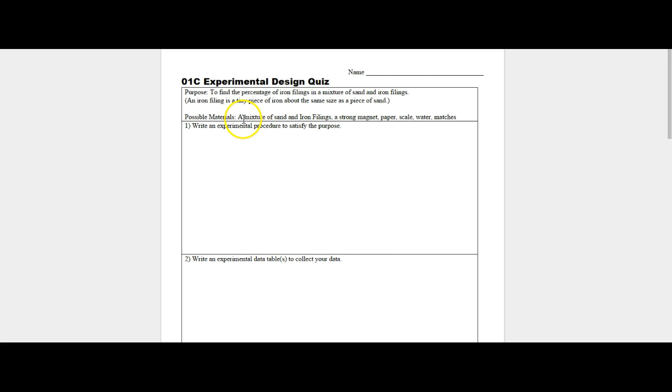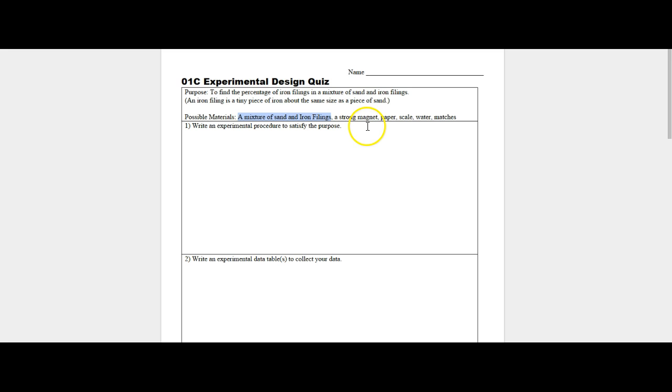Now, the two things that I need to know to do that are the mass of the iron and the mass of the whole thing. In my brain, they're together to start with, and then the next thing I see is a magnet, so I know that iron is magnetic. I can picture in my mind that I'm going to put the magnet over the sand and iron. It's going to lift them all out, and then I'm going to have just iron on the magnet.